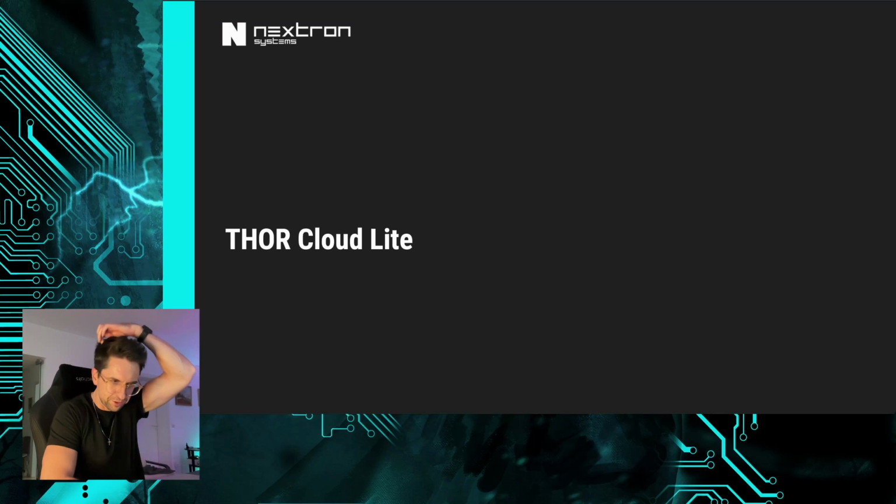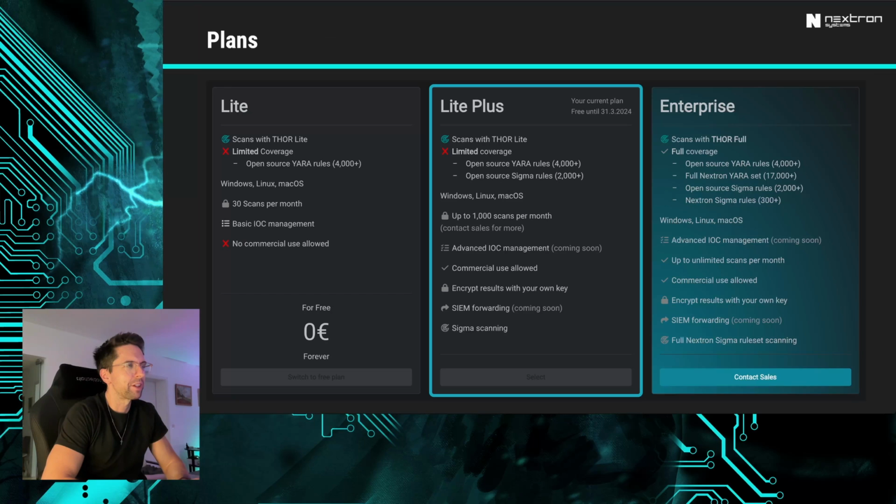Yeah, and as I said before, we already released THOR Cloud Lite. I'm announcing it now. The Lite version is completely free. You can run up to 30 scans per month and use basic IOC management. You can use it in your organization, company, whatever. You are not allowed to sell it as a service. That's the only limitation.